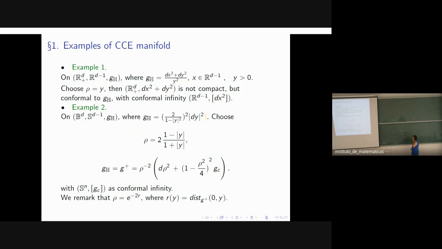Usually, the geodesic defining function is only defined in an asymptotic neighborhood of the conformal infinity. But for this one, it exists on the whole ball, except at the point y equal to 0. That means the gradient of rho is equal to 1 throughout the ball.